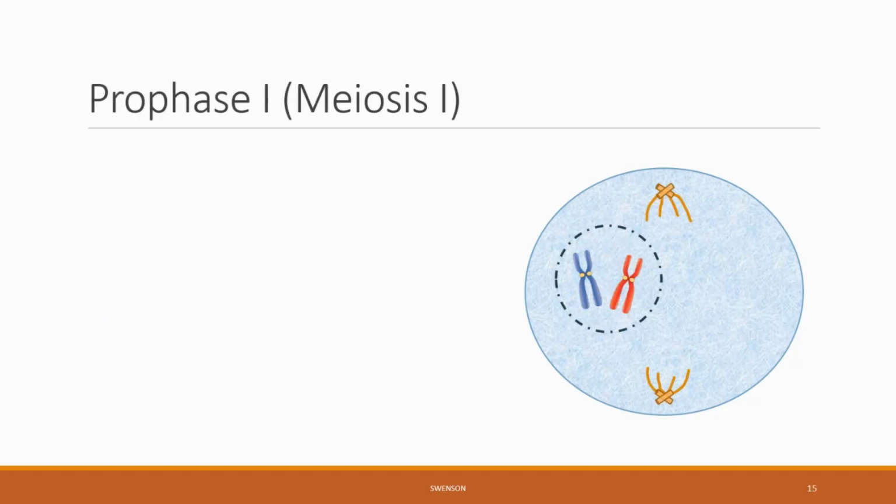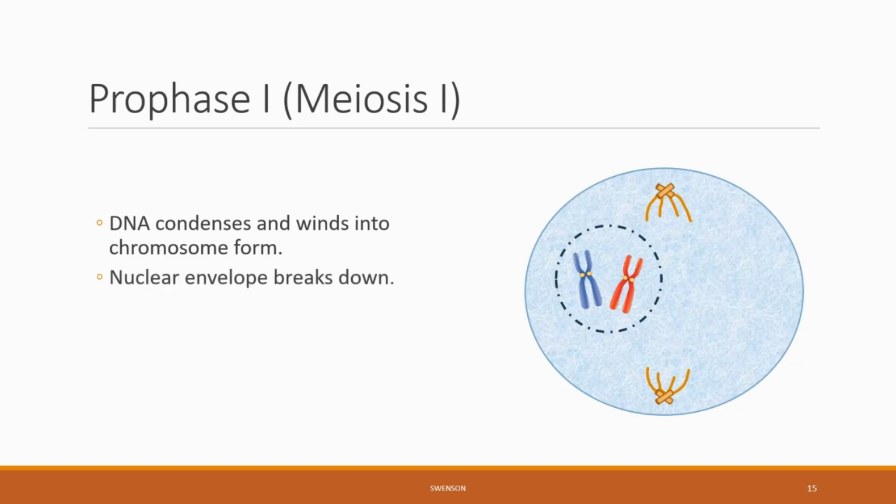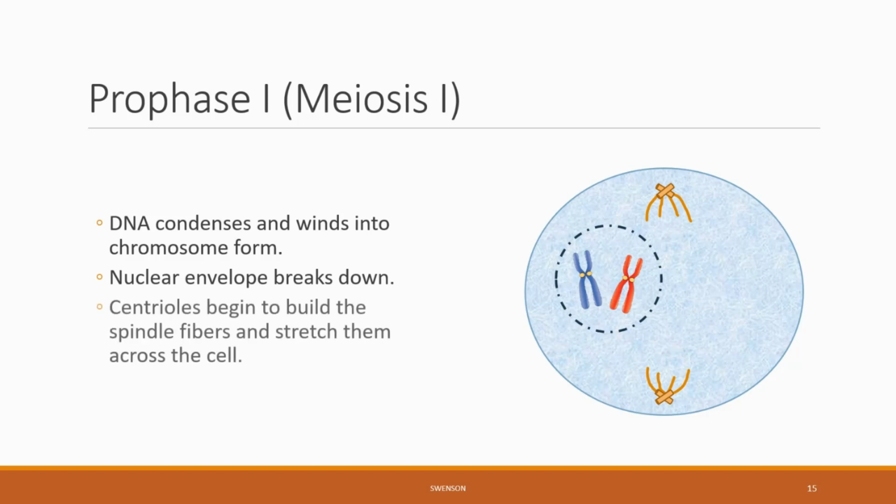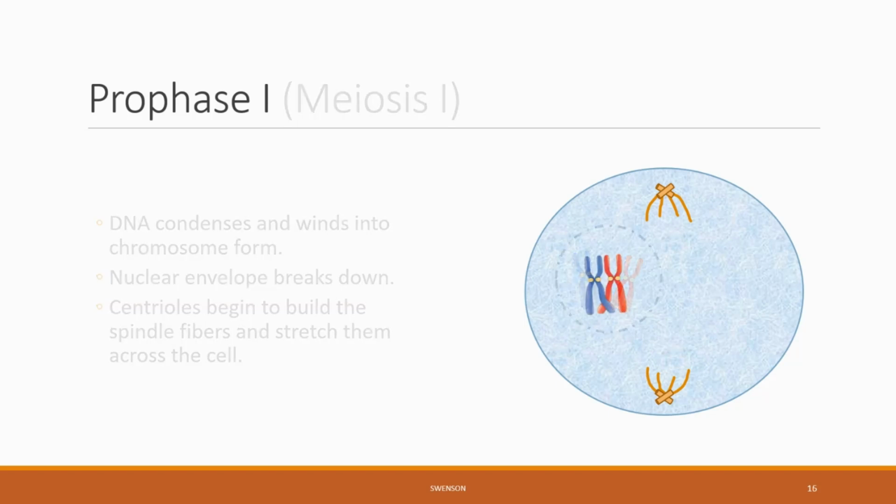So, in prophase I, named so because this is meiosis I, DNA condenses and winds into chromosome form. The nuclear envelope breaks down so that the chromosomes are mobile. And if you look in the polar regions of the cell, we see centrioles. Centrioles are cylindrical organelles that begin to build the spindle fibers and stretch them across the cell.